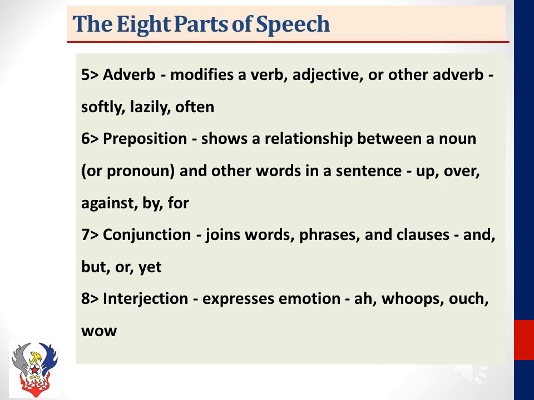5. Adverb. An adverb is a word in the sentence that modifies a verb, adjective, or other adverb: softly, lazily, often. 6. Preposition. A preposition is a word that shows the relationship between a noun or pronoun and other words in a sentence: up, over, against, by, for. 7. Conjunction. A conjunction joins words, phrases, and clauses: and, but, or, yet. 8. Interjection. An interjection is a word that expresses emotion: ah, whoops, ouch, wow.